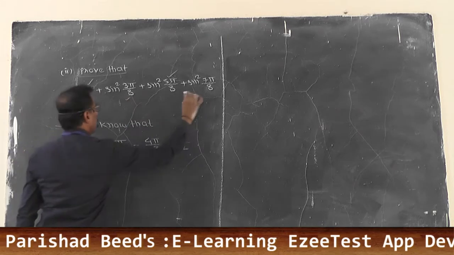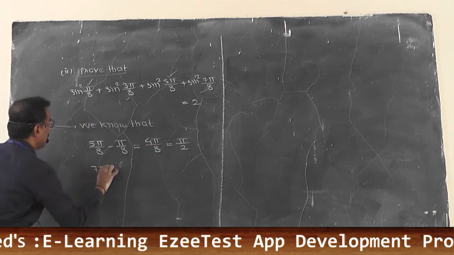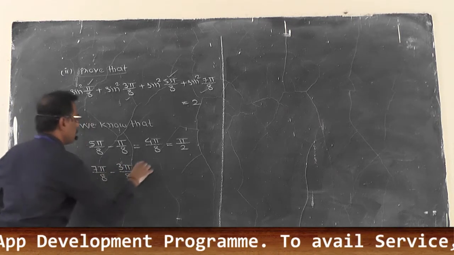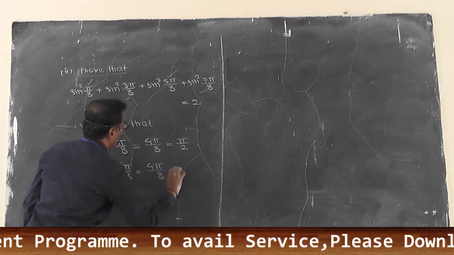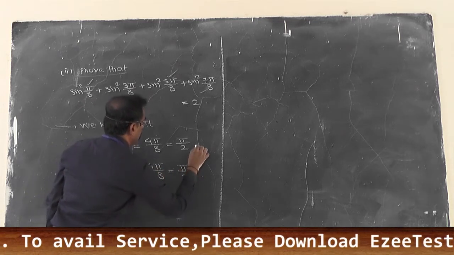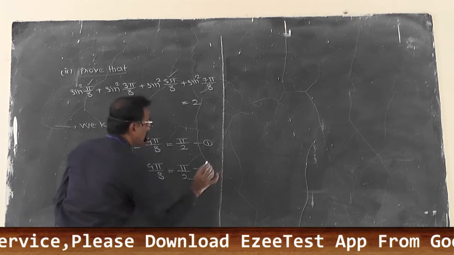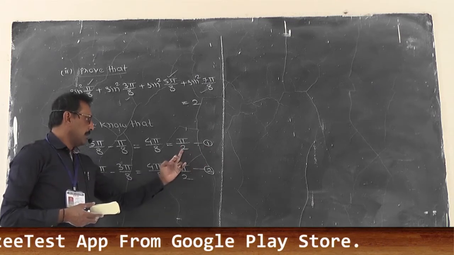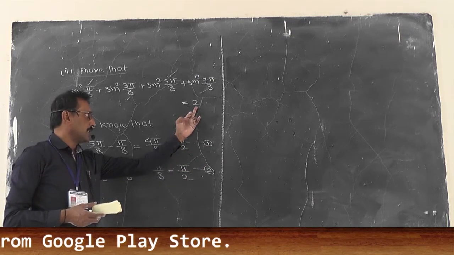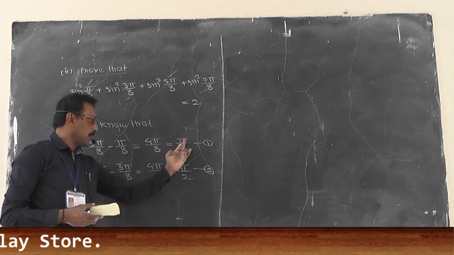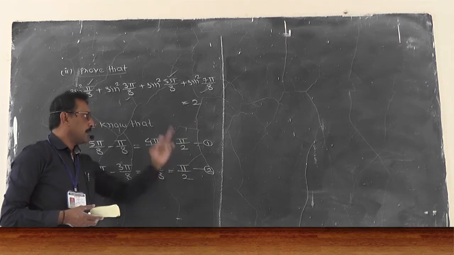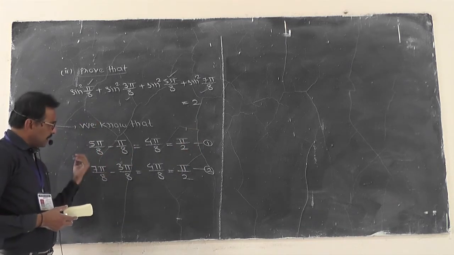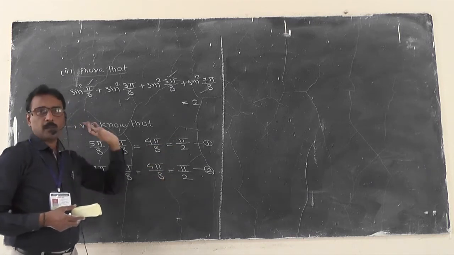Now combine these two: 7 pi by 8 minus 3 pi by 8 is equal to 4 pi by 8. 4 pi by 8 means what? Pi by 2. Throughout, we have to discuss like this: the addition or subtraction should be pi by 2. When the answer is 0, the difference or addition should be pi. But when the answer is non-zero, we have to adjust such angles where the addition or subtraction is a multiple of pi by 2.